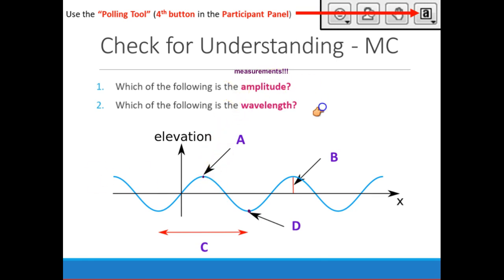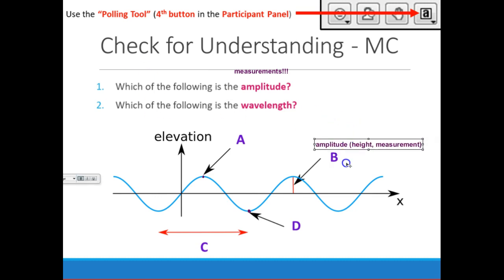Looking good. All right, so yes, this right here is the actual amplitude. B is going to be the amplitude, because it's a height, it's actually a measurement. Good. Thanks for letting me know, Brianna.